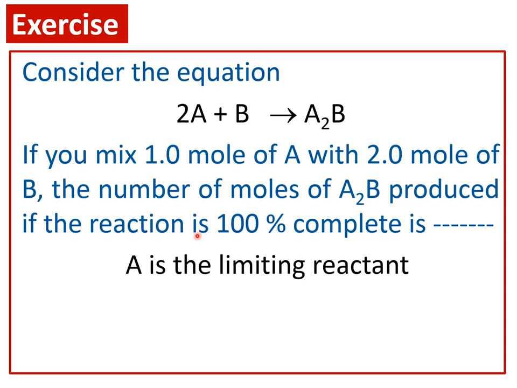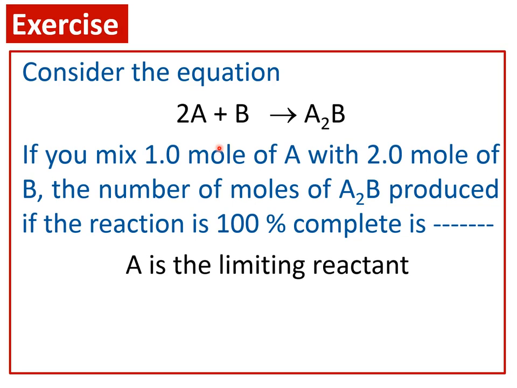Okay, let me explain this quickly on the board. This is the equation: 2A plus B gives A2B. The stoichiometry says that if you have 2 moles of A and 1 mole of B, they will react together to give 1 mole of A2B, right? Is there anything left over here? In this case, no, nothing will remain. All of them will be consumed.